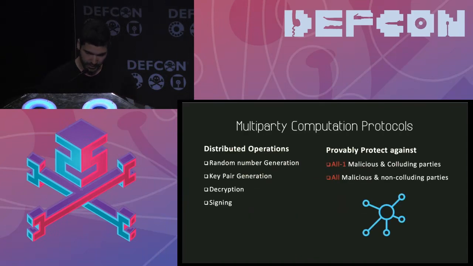And then for the protocols, we have multi-party computation protocols, which allow you to do distributed operations, meaning that the key is not in a single point at any time, and you can generate random numbers in a distributed manner, do key generation, which is what we're interested in, and decryption and signing, which we are also interested in. The two nice properties of those protocols are that they allow you to be secure in cases where all but one of your components are malicious and they cooperate with each other, or they allow you to be secure in cases where all your components are malicious but they don't cooperate.